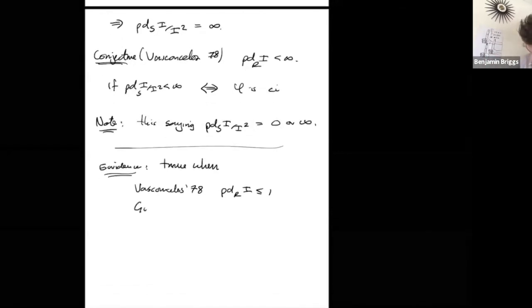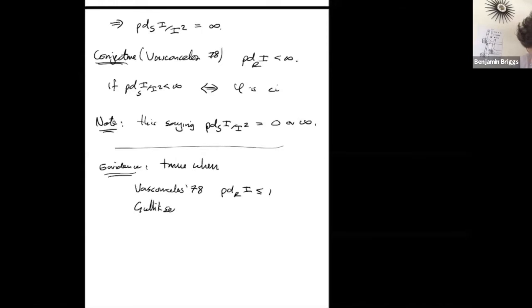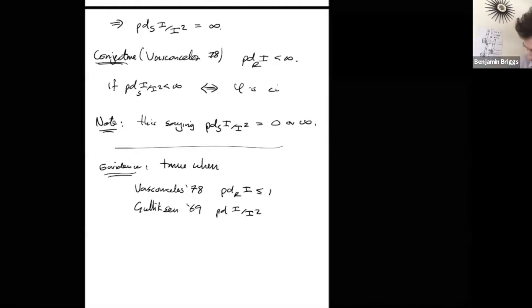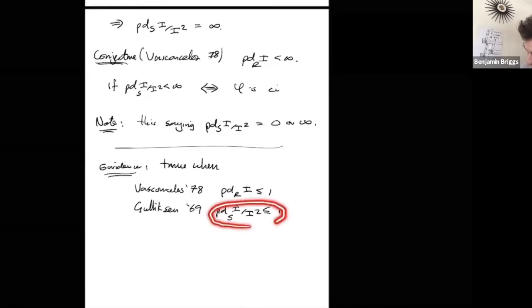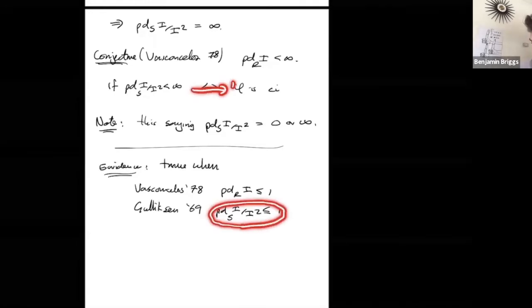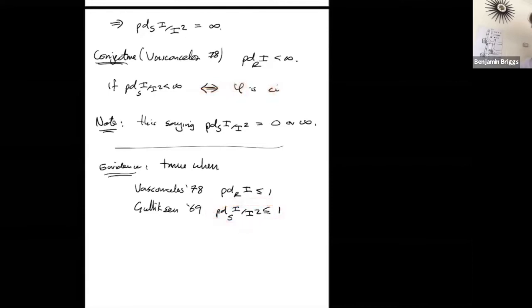But moving on, Gulliksen, all the way back in 1969, proved something which implies that the conjecture is true if the conormal module has projective dimension less than or equal to 1. It's worth thinking about what this means, because he proved that if the conormal module has projective dimension less than or equal to 1, then you have a convenient section. But then that gives you that the projective dimension is equal to 0. So what Gulliksen really proved is that the projective dimension can never be 1. So that's just excluded.